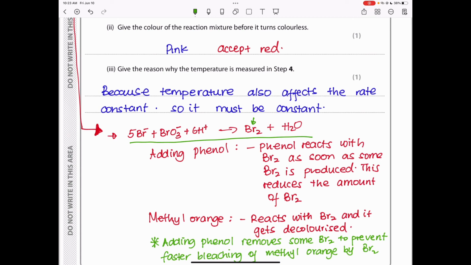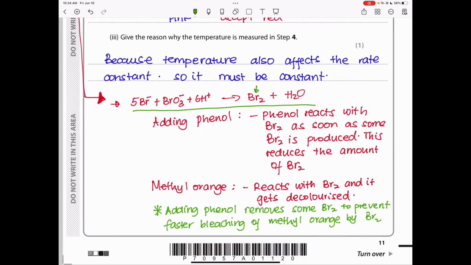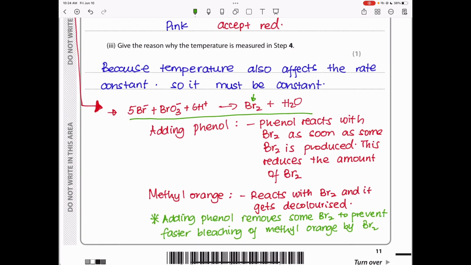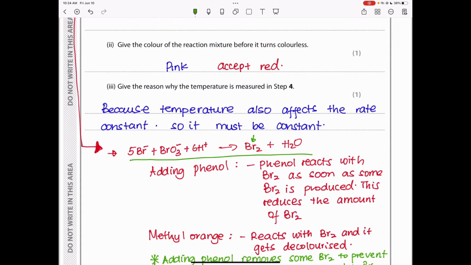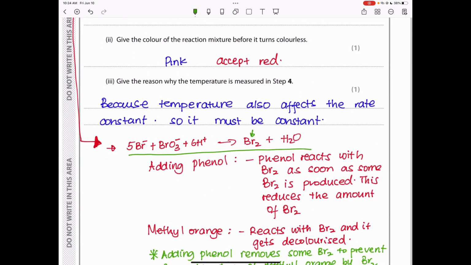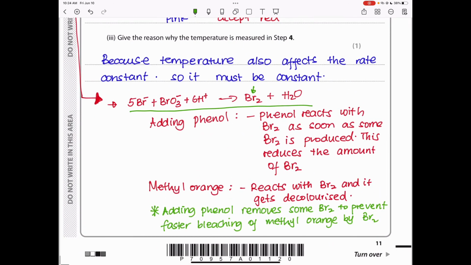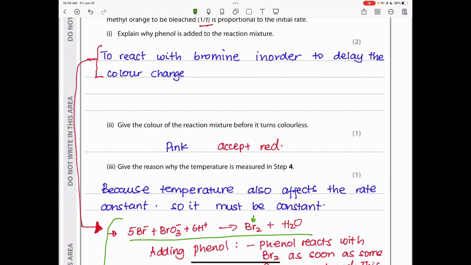So basically, phenol is just helping us to delay the color change by removing bromine. By removing bromine, it delays the reaction between bromine and the indicator, so that the color change is going to be delayed, or bleaching will not occur faster for us to conclude that the reaction is done when actually it's not. I'm going to let you observe this clearly. This is my explanation for that step in words so that you can be able to fully get it. So let's go to the next part.